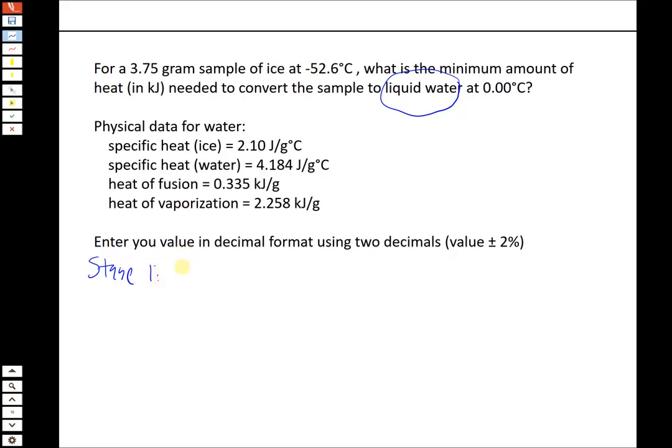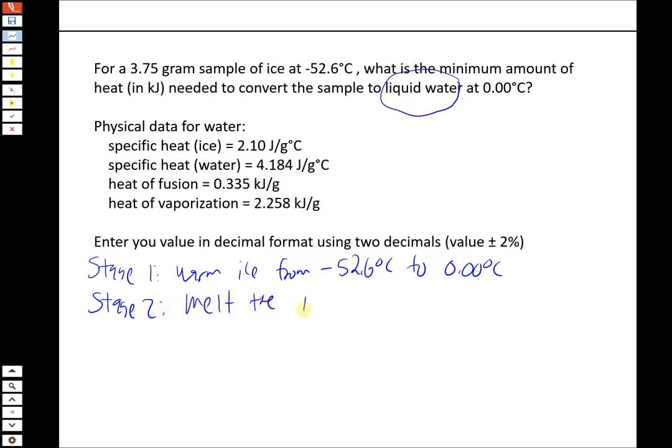We're warming the ice from the starting temperature to the phase change temperature of 0 degrees Celsius. In the last problem, that's all we did because we still stayed at ice. We didn't do the phase change. But in this case, we also have a second stage, which is to melt the ice, because we're going from ice to liquid water. When you go from solid to liquid, that's melting it, so you have to account for how much heat is also required to melt the substance. And then we add the two together.